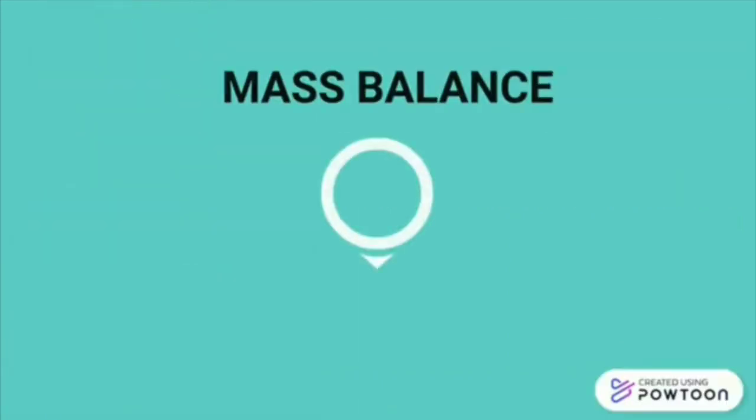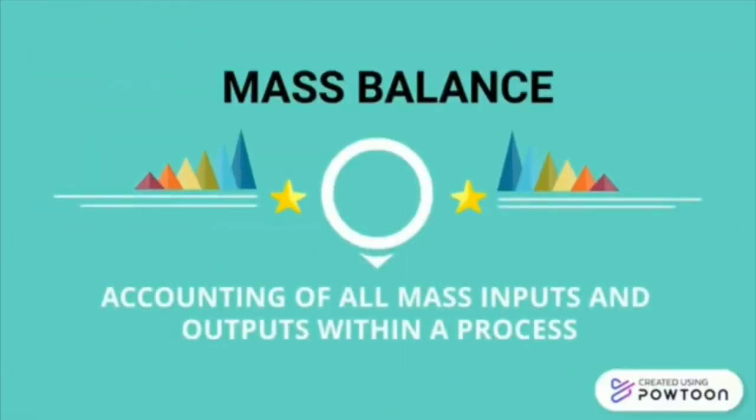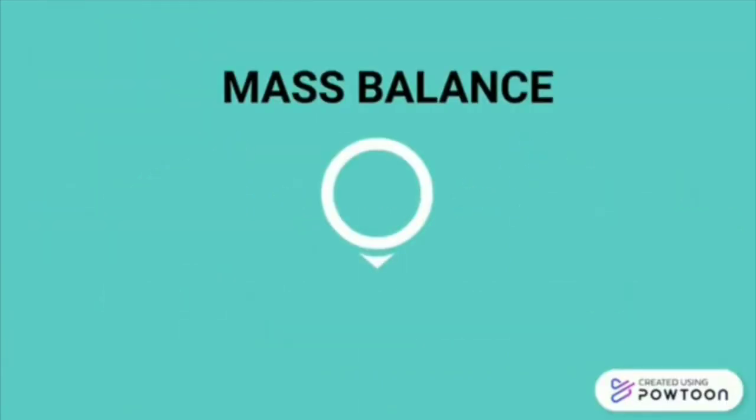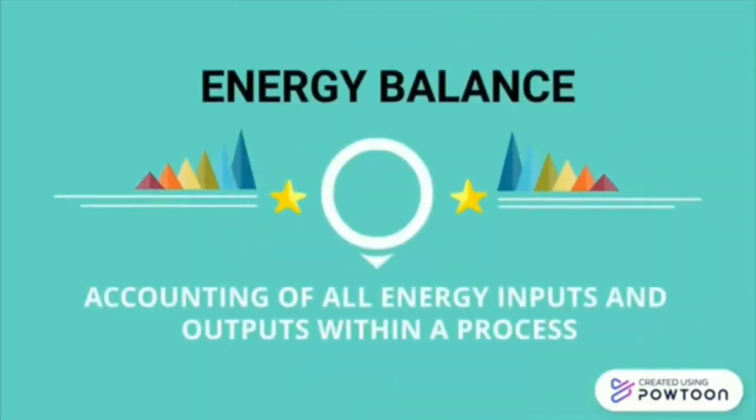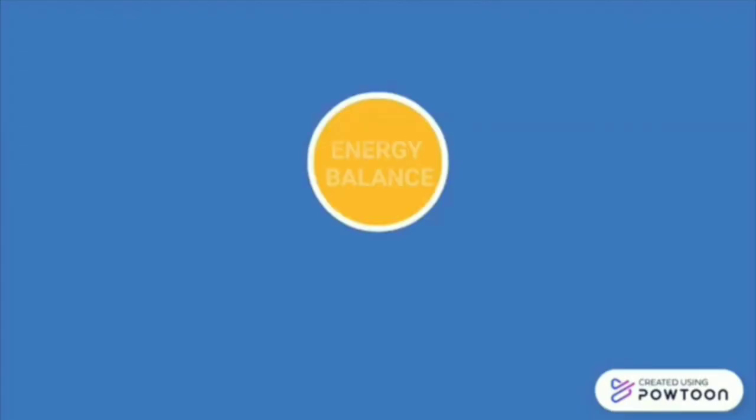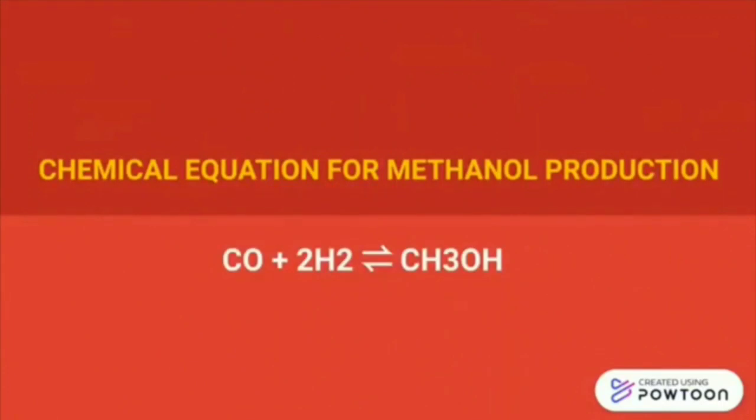Mass balance is an accounting for all mass inputs and outputs within a process. The equation is given as this. Whereas energy balance is an accounting of all energy inputs and outputs within a process. The equation is given as this. For methanol production, the overall chemical equation is given as this.